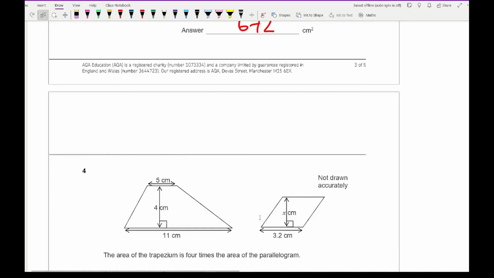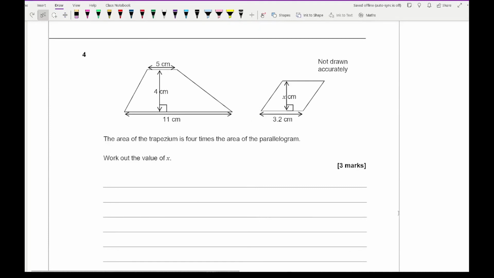And again, doing your subtraction however you see fit, you should have a final answer of 672. So moving on to question 4, it says the area of the trapezium is 4 times the area of the parallelogram. Work out the value of x. So the first thing we need to do here is work out what the area of the trapezium is going to be. Now, if you remember, the formula for the area of a trapezium is a plus b multiplied by h divided by 2, where a and b are the two parallel sides and h is the height.